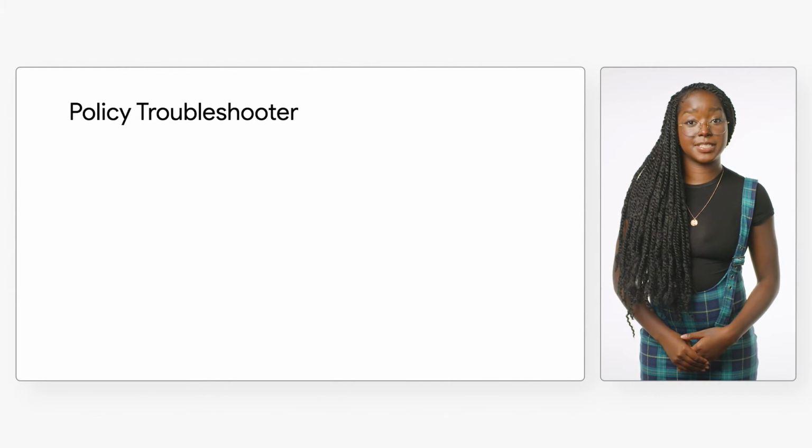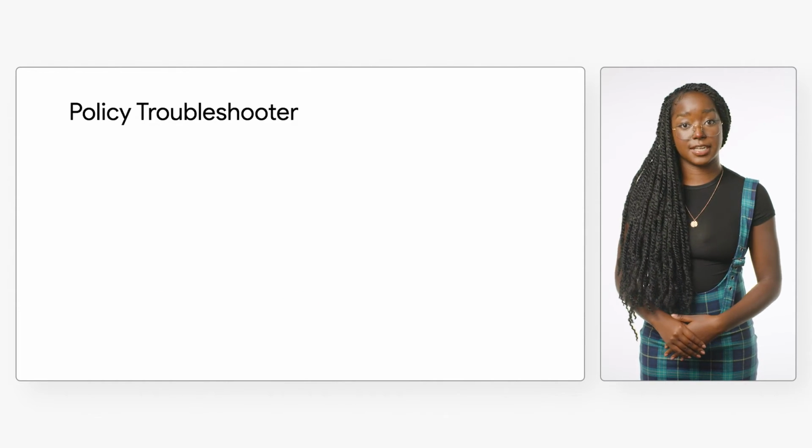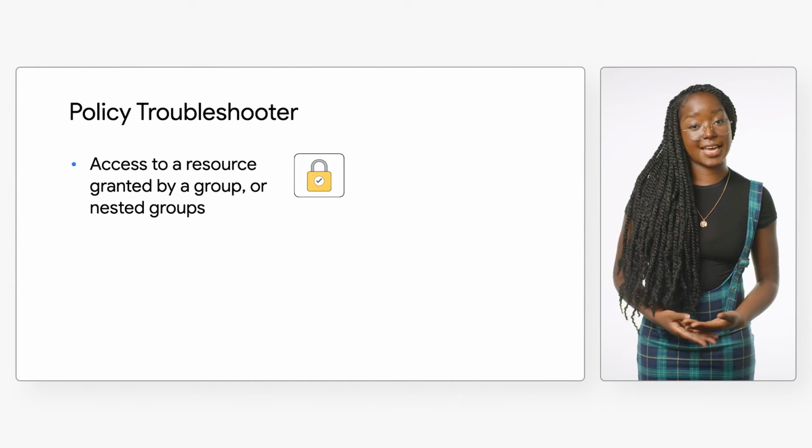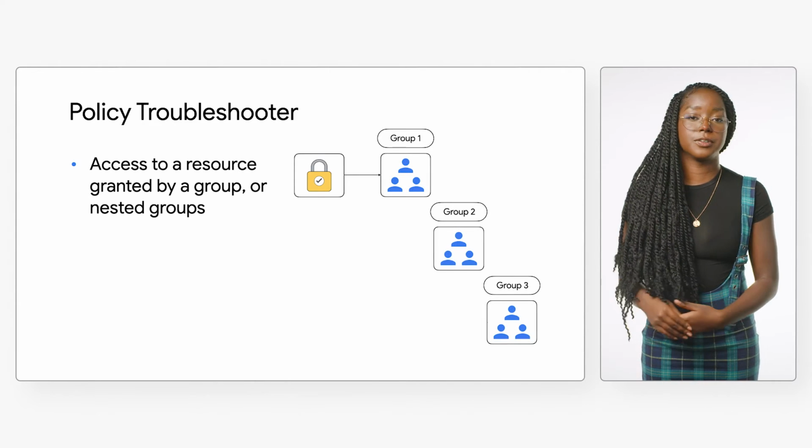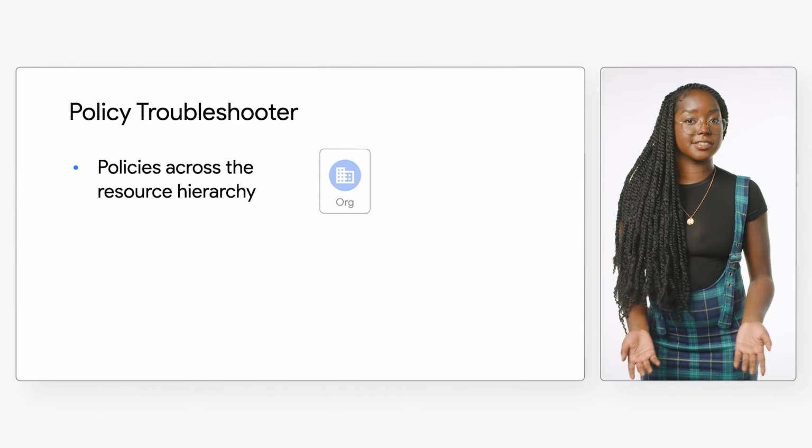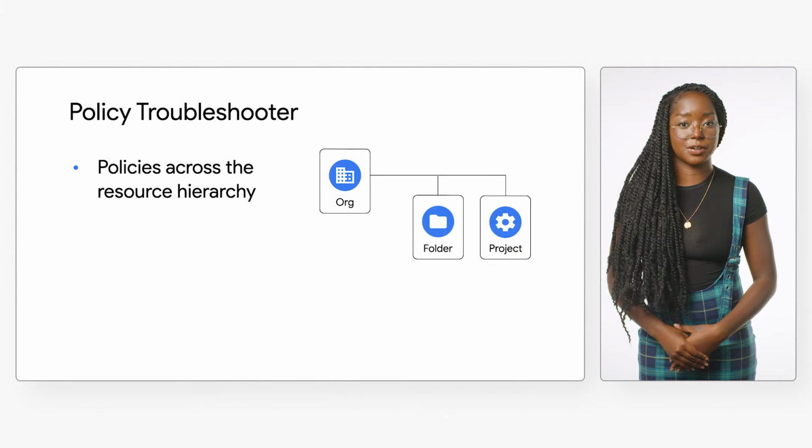Policy Troubleshooter speeds up debugging even in complex use cases, such as troubleshooting access to a resource granted by a group or nested groups, or understanding how policies are inherited across the resource hierarchy. So, going back to the original example, an administrator is troubleshooting a cloud storage bucket access issue for a data analyst. Let's resolve it using Policy Troubleshooter.